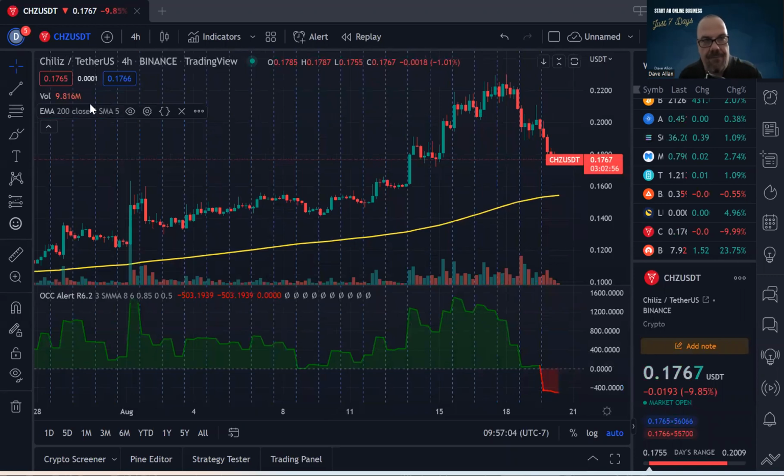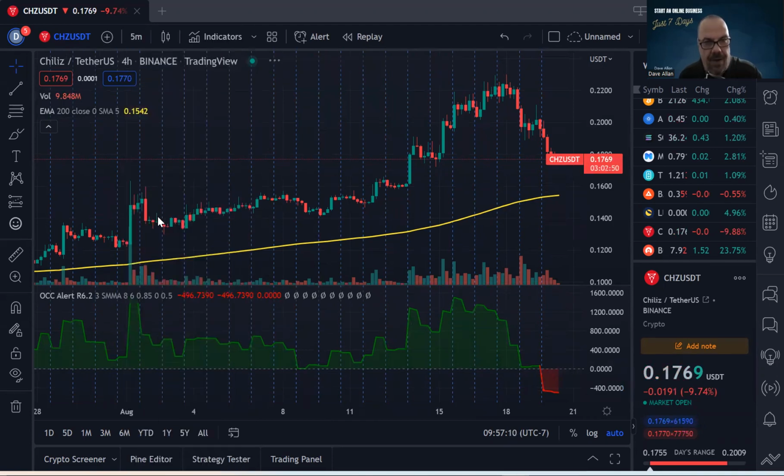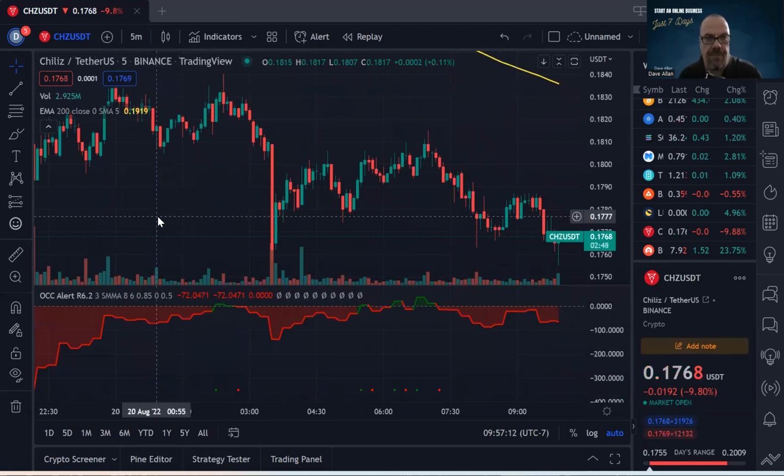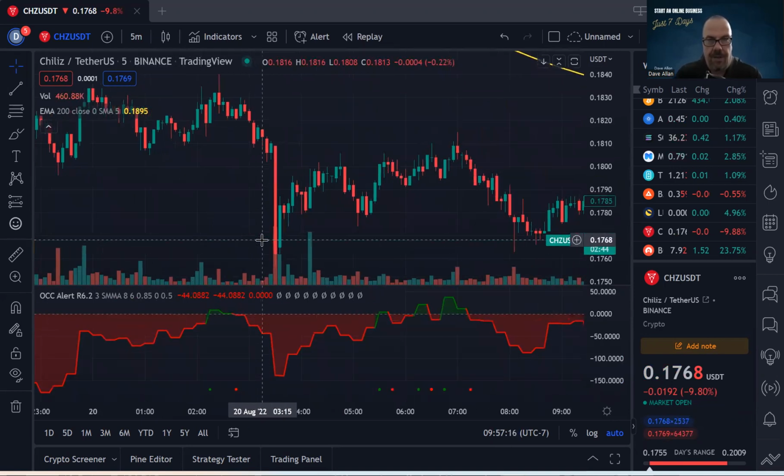So you want it on a 5-minute chart. So come on over here. You see that? That says 4 hours. Come here and click it on the 5-minute chart. Perfect. So now what's going to happen, and we can spread this apart to make it look bigger if you'd like.